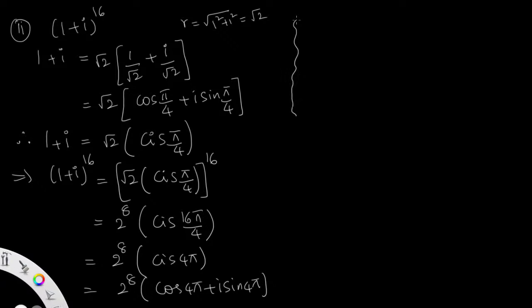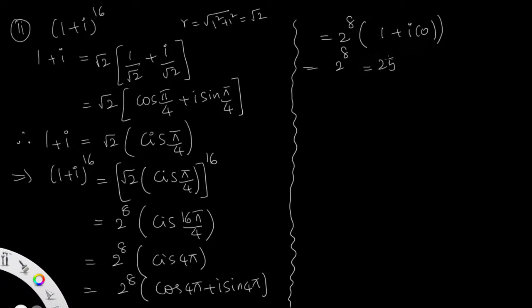So that is the value. What is the value for cos 4 pi? That is plus 1, so 2 to the power of 8 into 1. Sin 4 pi is 0. So that is 2 to the power of 8, which is nothing but 256. This is the value for 1 plus i whole to the power of 16.